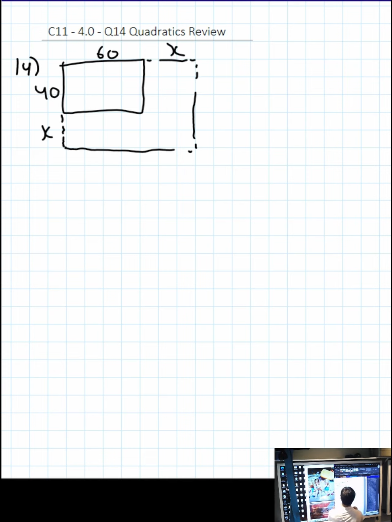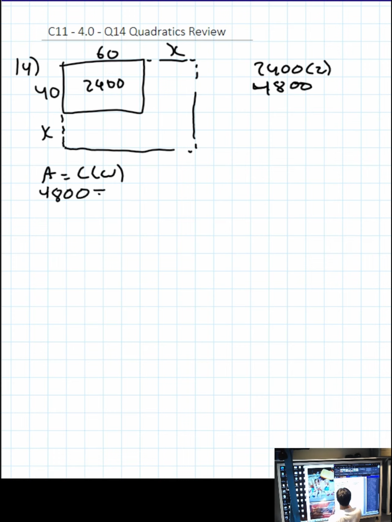So first of all, 40 times 60 inside the smaller rectangle, let's say 2400. And then if we double that area off to the right, 2400 times 2 equals 4800. Good, so 4800 we're going to use now. So back down to the left, we're going to say A equals LW. And we're going to put 4800 on the left-hand side. 4800 equals 40 plus x times 60 plus x, brackets.